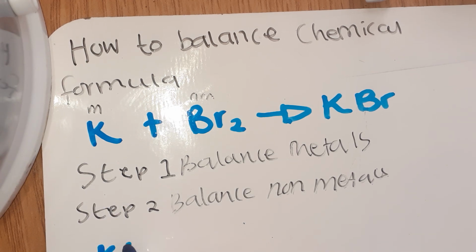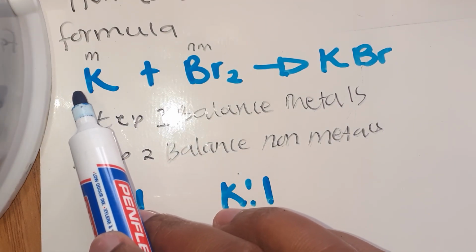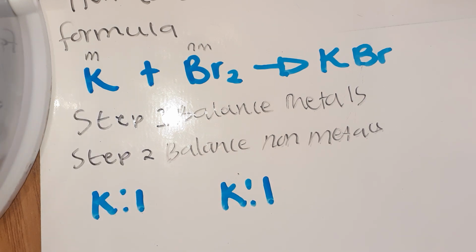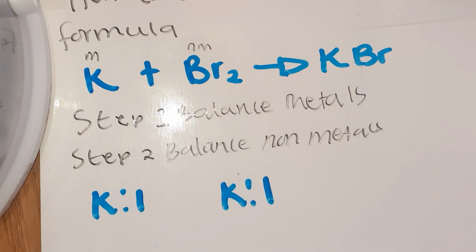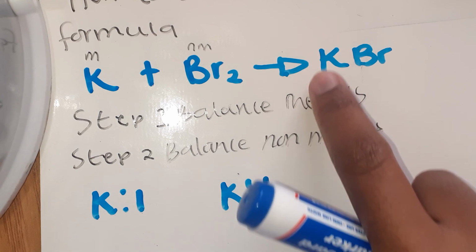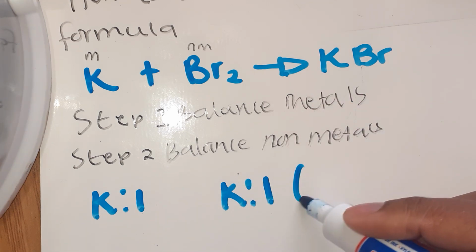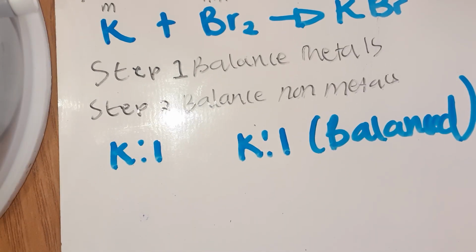K is 1 this side and K is 1 this side. So we only check the coefficients. A coefficient is a number before a variable, and a variable is alphabets, right? So these elements are variables, and whatever stands in front of them are called coefficients. So we only balance the coefficients. Here we have 1, and here we also have 1 as well. So they are balanced.